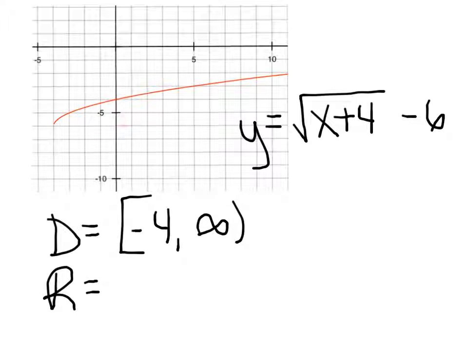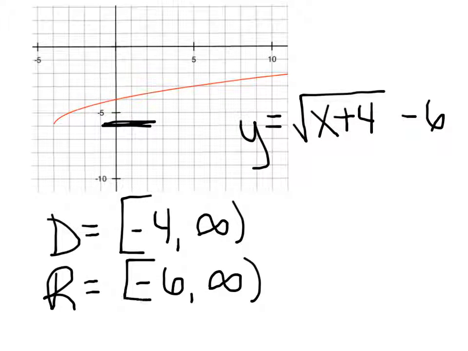And you can see that on the graph. Here's where my x values are. They start at negative 4 and go on forever. The range is like bottom to top. So it starts here at negative 6 and goes on to infinity. Again, it can be equal to negative 6, so I'm going to put a bracket around it.